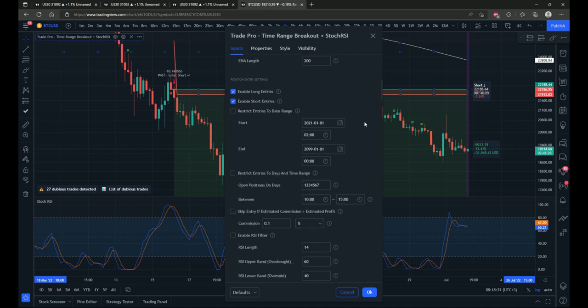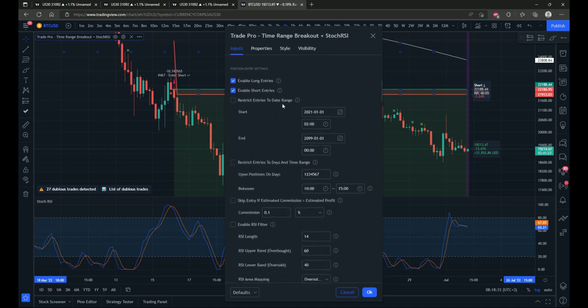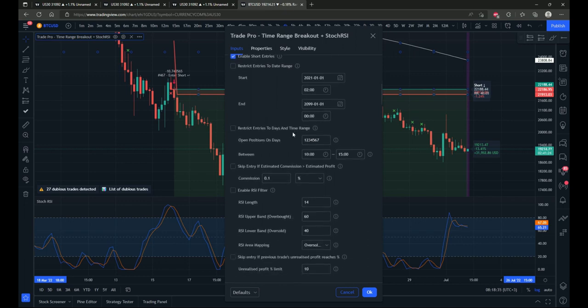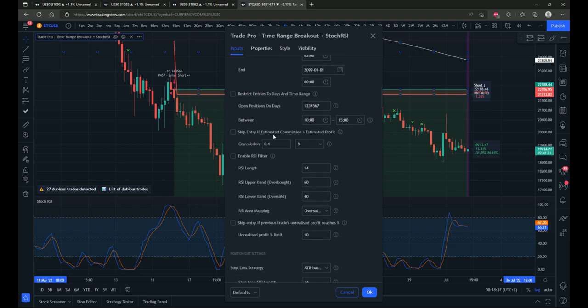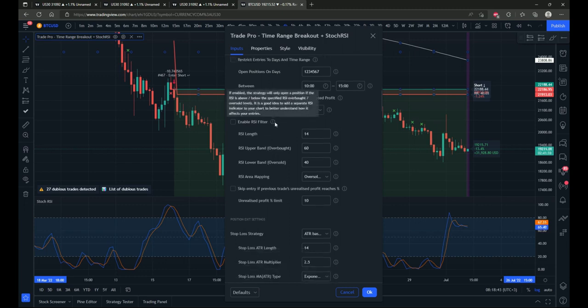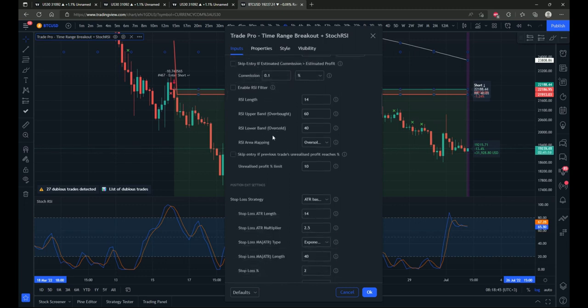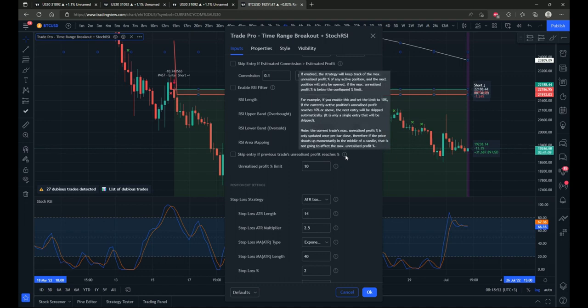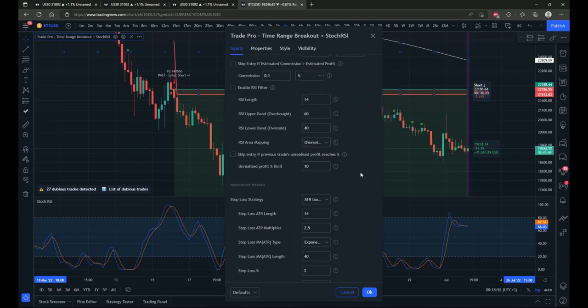You can also restrict entries to a date range, restrict entries to days and time range, skip certain entries if estimated commissions are greater than estimated profits, or enable an RSI filter, which has a couple different things that you can do. You can also skip the entry if the previous trade's unrealized profit reaches a certain percent, and all of these things do have explanations here, going more in depth about them.